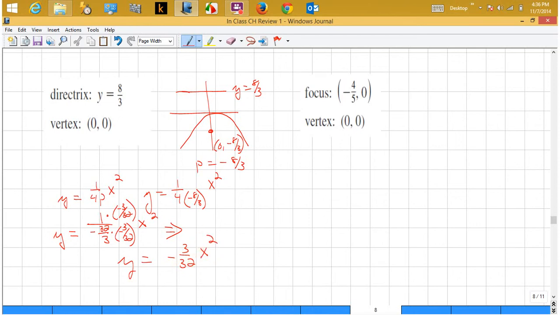Moving on to the next problem, let's draw a little picture. We have a focus at negative 4/5, 0. Okay, so that's going to be over here, which means that the parabola is going to go this way, because that's the focus that I just plotted. Of course, the directrix would be over here at x equals 4/5.